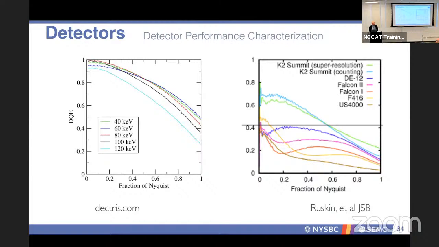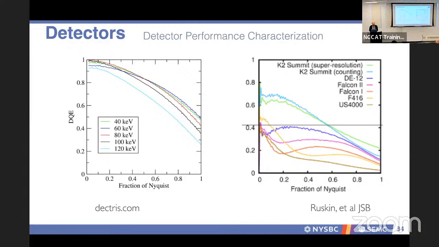The ideal camera would have, across all the frequencies, a very high signal to noise ratio. A US 4000, shown there, was what Joachim was searching for. That's what a CCD camera would be, and that's the lowest curve on the right. All the rest are direct detectors, and depending on whether you're using them in integrated mode or in counting mode, you have differences in DQE.